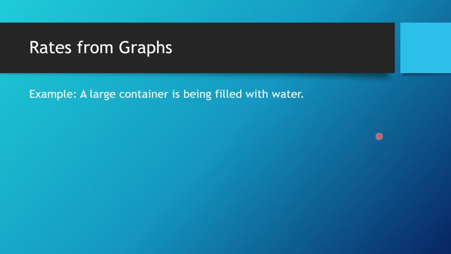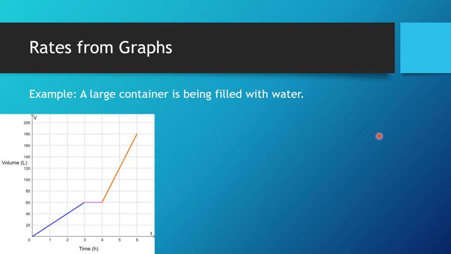So let's have a look at an example. We have a large container that's being filled with water. This shows our volume as time elapses. So as we see here, we start with no water in this container. We steadily increase the water in the container until now there's a volume of 60 litres in this container.